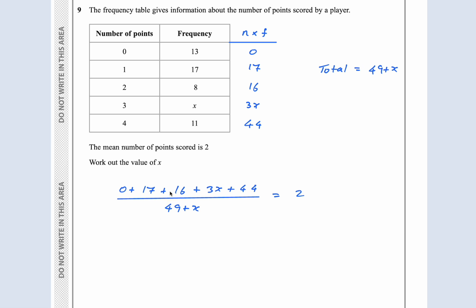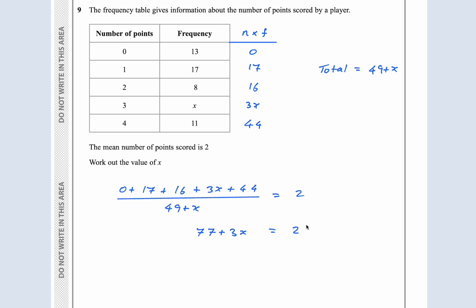How do I do that? Well, let's first add up the numerator. 17 plus 16 is 33. Plus this is 77. Yeah, so it's 77 plus 3x. That's the numerator simplified.